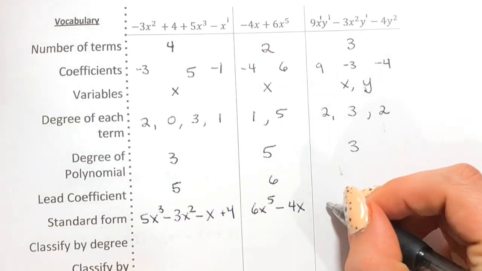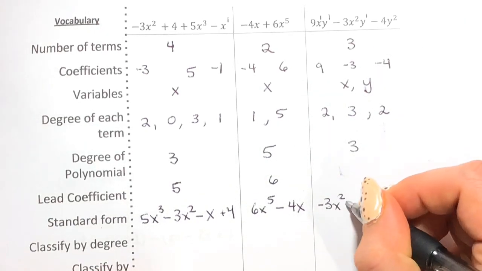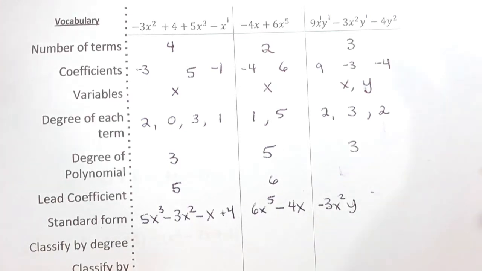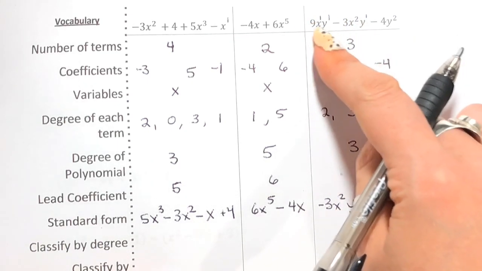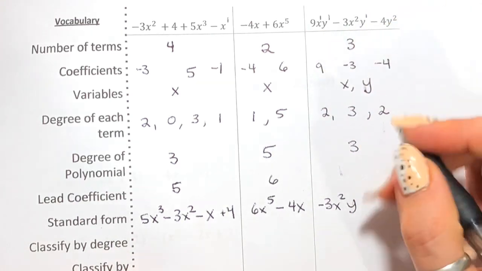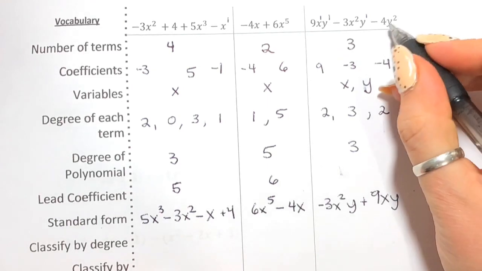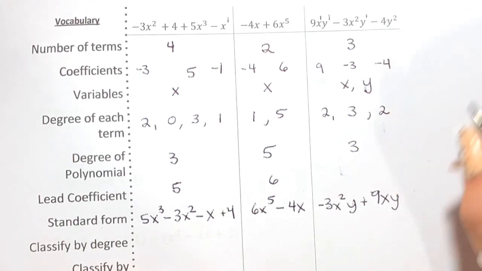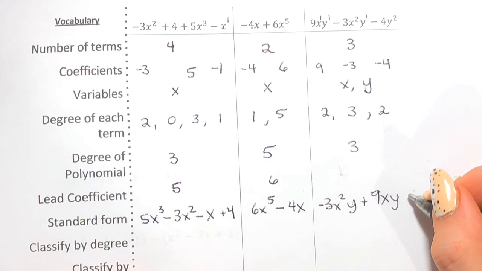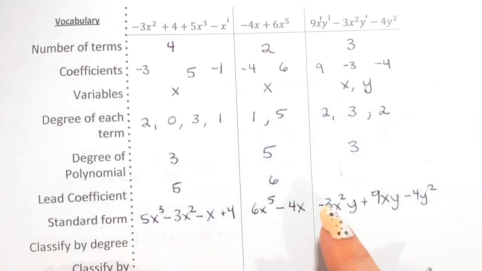So 3x squared, and it has a negative on it, negative 3x squared y would go first. And then by default, since this one has an x, it's going to go before this guy. So the 9xy would come next. And then since this one doesn't have any x's and we're just with y's, the negative 4y squared would go last. So that one is a little bit tricky again when you have multiple variables.